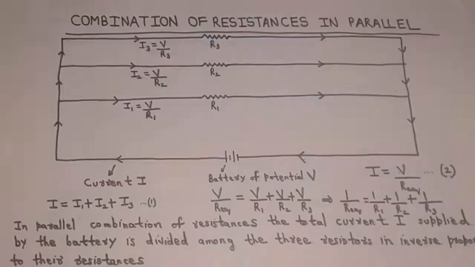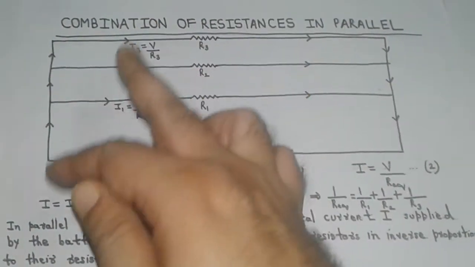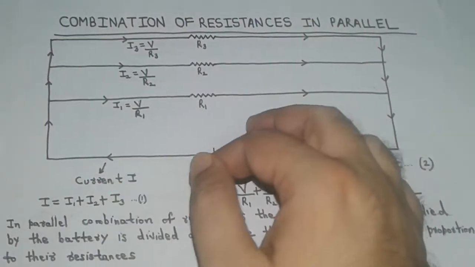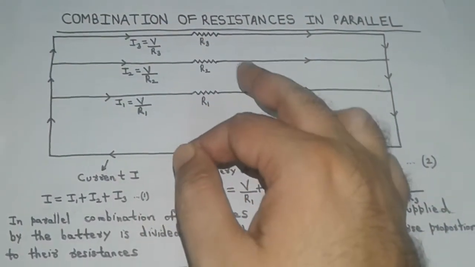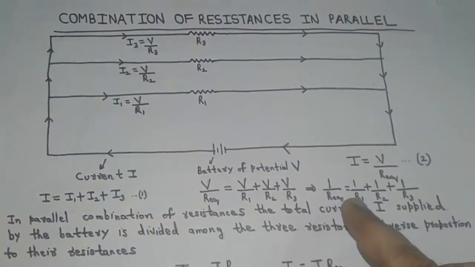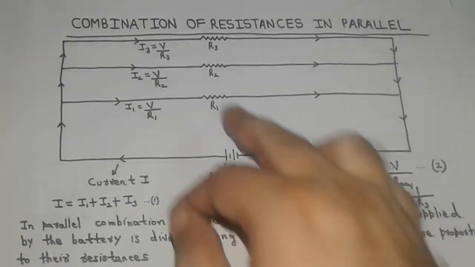So unlike in series combination of resistances, in which the equivalent resistance is greater than the highest resistance connected in series, in parallel combination of resistances the equivalent resistance is lower than the lowest resistance which is connected in parallel.